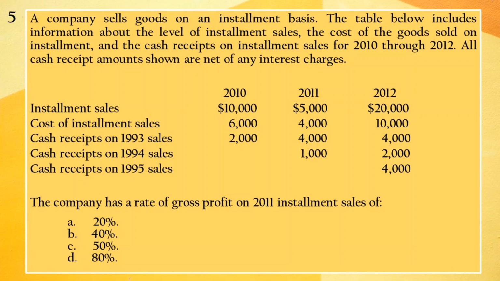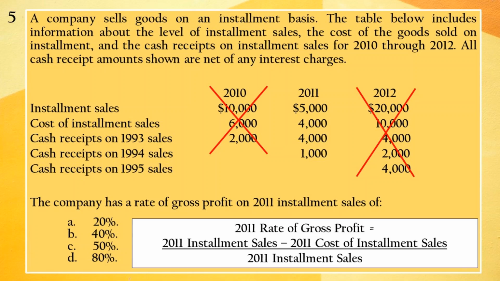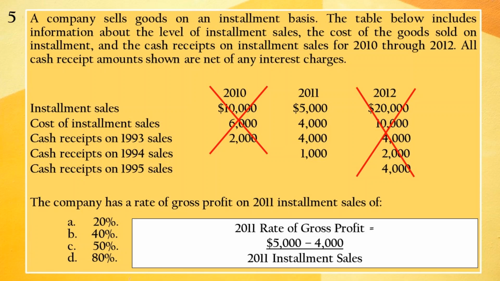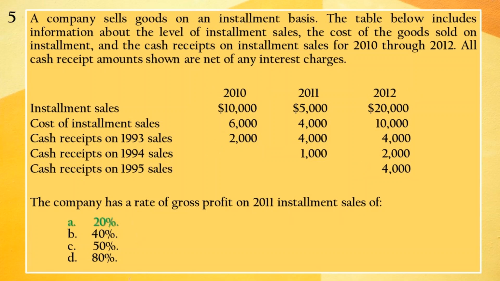And again, make sure that you are selecting the correct year. So be careful when you have multiple years that are presented in the question. We're looking at 2011, not 2010, or not 2012. So 2011, we have sales of $5,000, cost of installment sales of $4,000. So the rate of gross profit is actually $5,000 sales minus $4,000 of cost of sales, which is $1,000, divided by total sales of $5,000. So 1 divided by 5 gives us 20%. The answer is A, 20%.